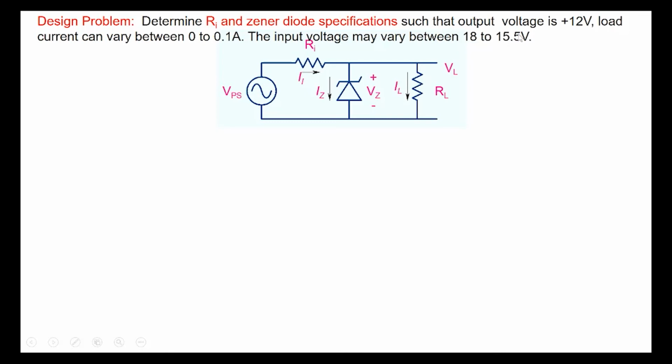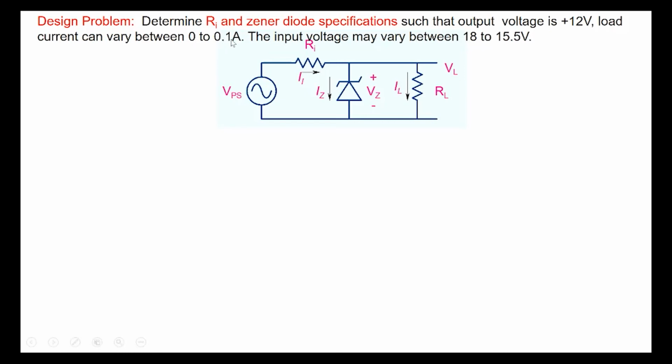Okay, 18 to 15.5. And this structure of the circuit is given. And it's also given that the load current here can vary between 0 to 0.1 ampere. Now 0 is always a load current because many times in your circuit, what can happen is that you may remove the load altogether, and so IL equal to 0 is always a condition that we should consider.